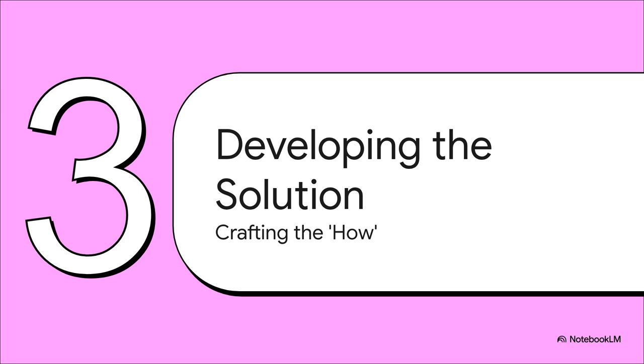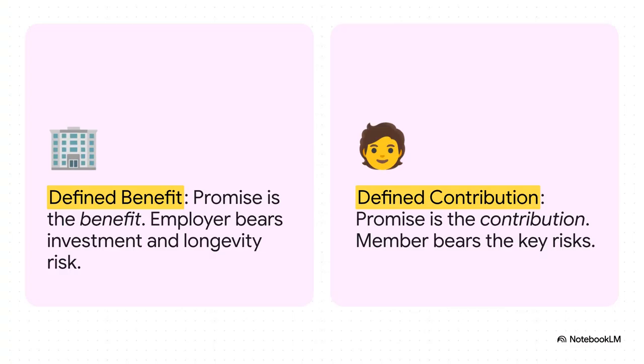Okay, so we've nailed down the why. Now we move on to the how, developing the solution. This is where we get our hands dirty. We're designing the product, building the funding model, and, maybe most importantly, creating that all-important asset liability management strategy. Look, we all get the basic difference between DB and DC, right?